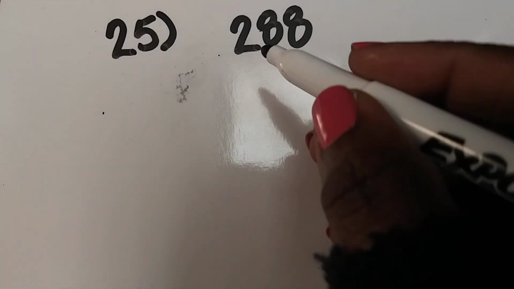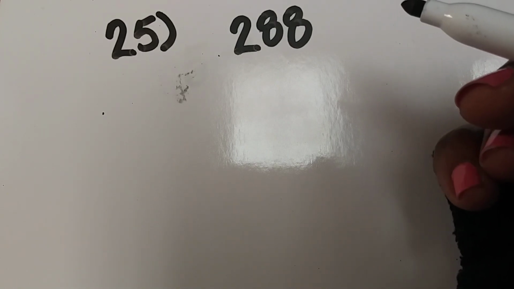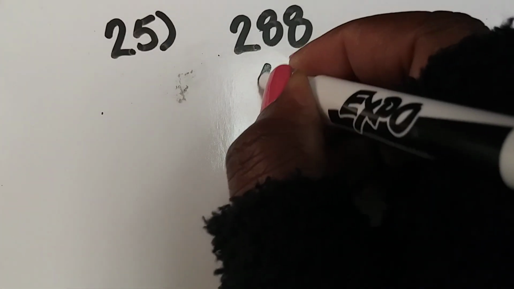We have 288. One thing you may want to review is your divisibility rules. It helps a lot with factoring. Times tables, make sure you are sharp on your times tables. That also helps you with factoring as well. I'm going to do just a simple factor tree, and I'm going to break it down to its prime numbers.